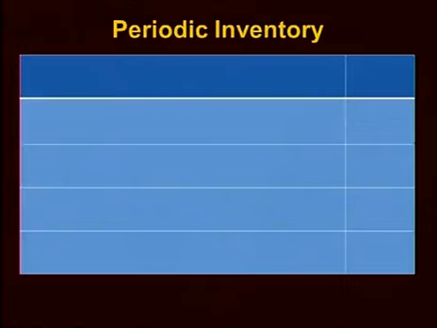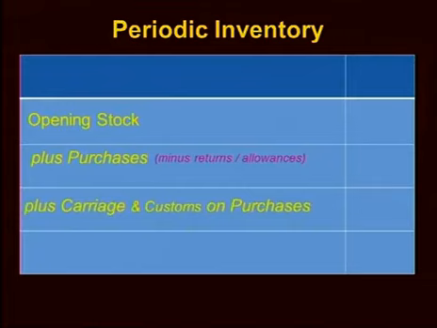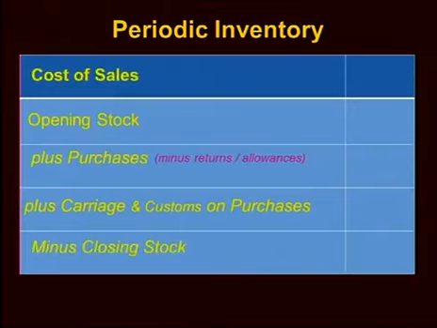In the periodic inventory, when you want to calculate cost of sales, and this you have to remember, write it down, learn it off by heart if you need to. Periodic inventory works like this. We start with opening stock, we add to it purchases where returns or allowances have been taken into account already. We add to that carriage and customs on purchases. We minus from that closing stock to get to cost of sales.